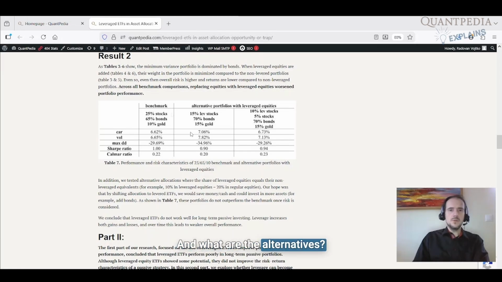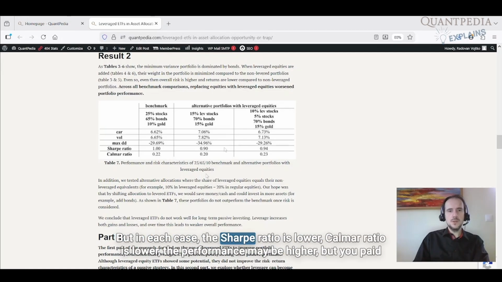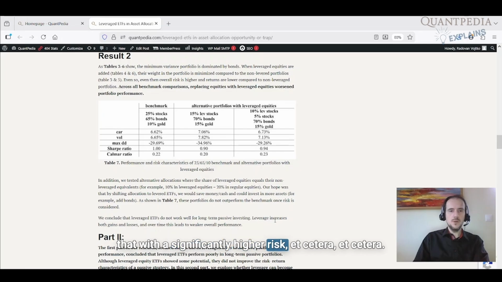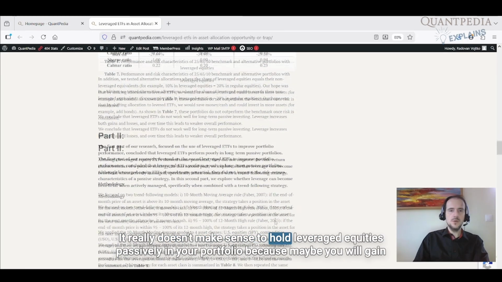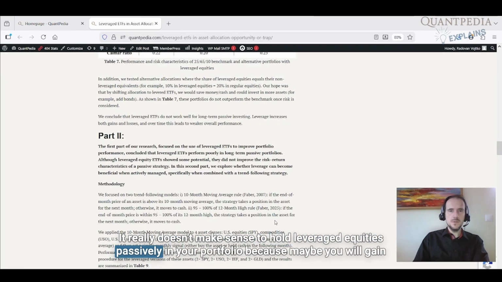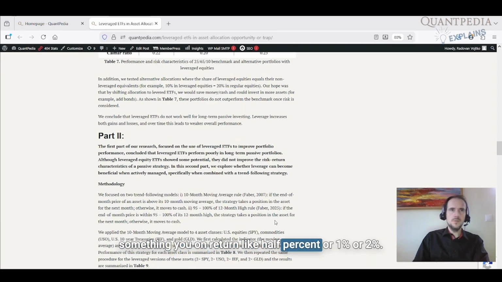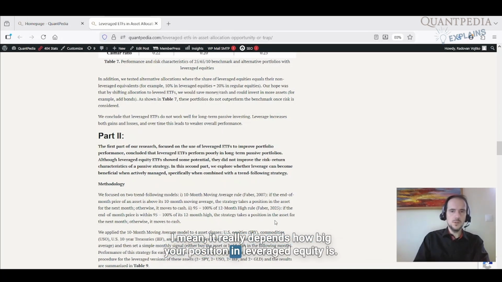And what are the alternatives? Instead of holding the stocks, we can buy leveraged stocks, we can buy more gold, more bonds, or we can slice it differently. But in each case, the Sharpe ratio is lower, the Calmar ratio is lower. The performance may be higher, but you pay for that with a significantly higher risk, etc. So it really doesn't make sense to hold leveraged equities passively in your portfolio, because maybe you will gain something on return, like 0.5% or 1% or 2%. I mean, it really depends how big your position in leveraged equities is.